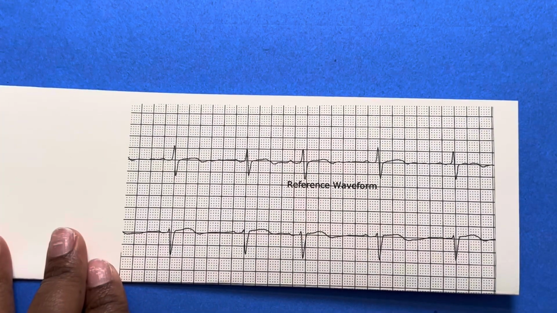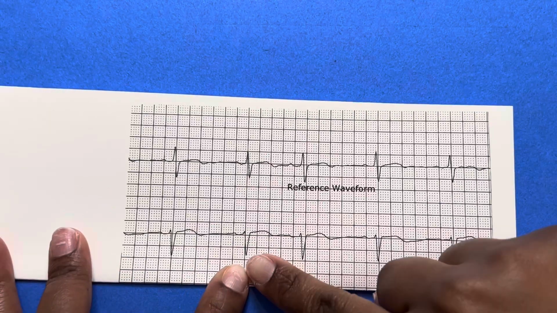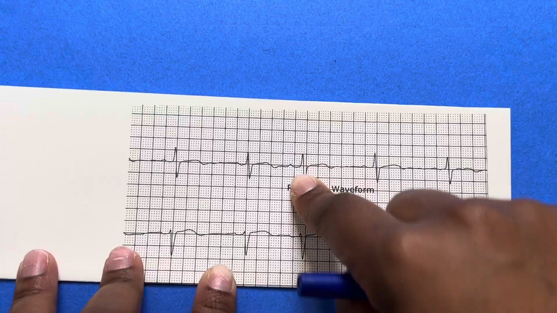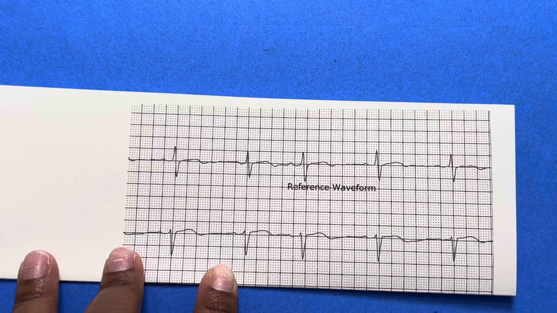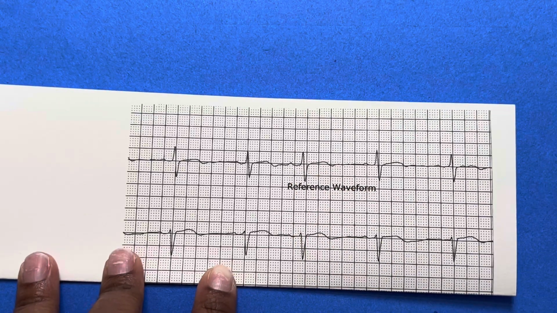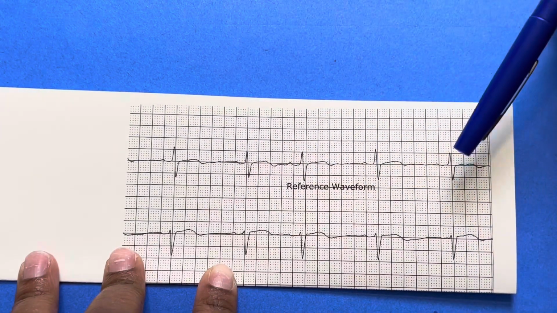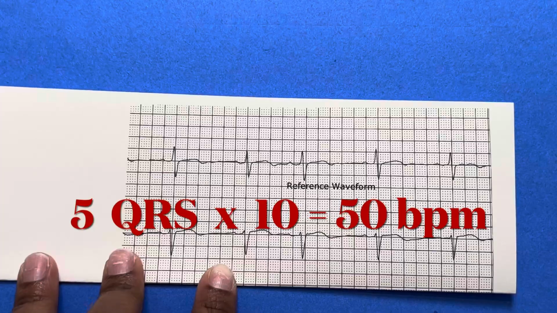All right, another 6 second strip. This one is sinus Brady, and it does have what looks like a PAC. So this is perfect for the 6 second method because it's not regular. So let's calculate and multiply by 10. So I have 1, 2, 3, 4, 5 times 10 equals 50.